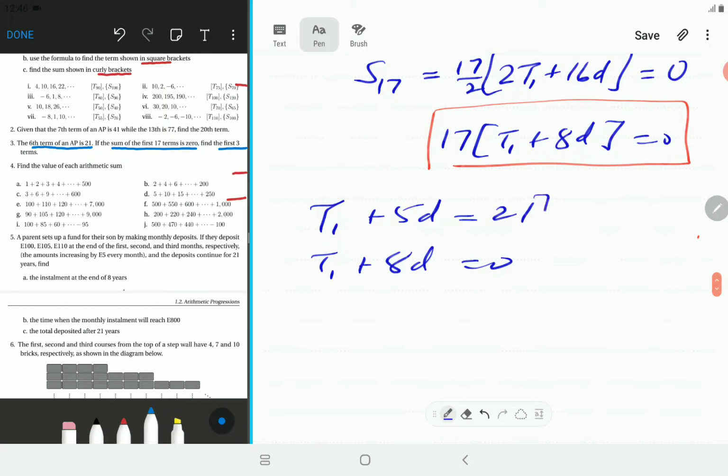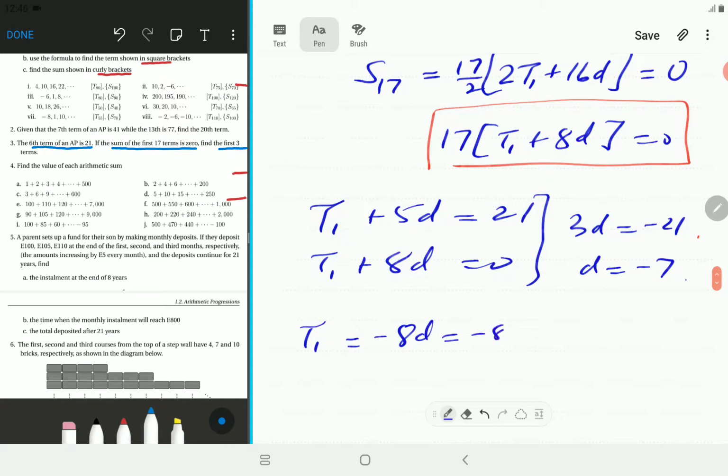If we subtract these two, subtract the first one from the second one, 8D minus 5D is going to be 3D. 0 minus 21 is going to be negative 21. So this tells us that D is equal to negative 7. Then from the second one, T1 is negative 8D, so it's going to be negative 8 times negative 7. So T1 is 56. The question needs us to find the first three terms.